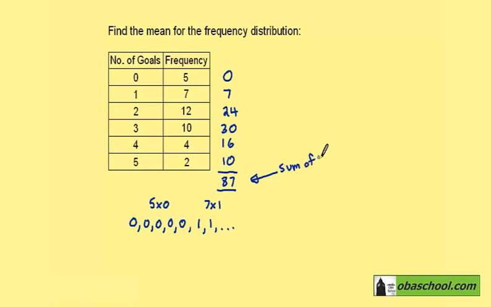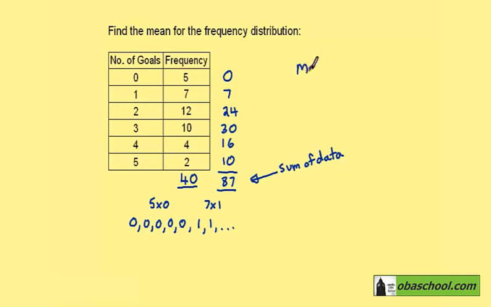In other words, this is what we get if we add up all the pieces of data. This needs to be divided by the number of pieces of data, and to get that we add the frequency column. 5 and 7 is 12, add 12 is 24, add 10 is 34, add 4 is 38, add 2 is 40. So all in all, we have 40 pieces of data.